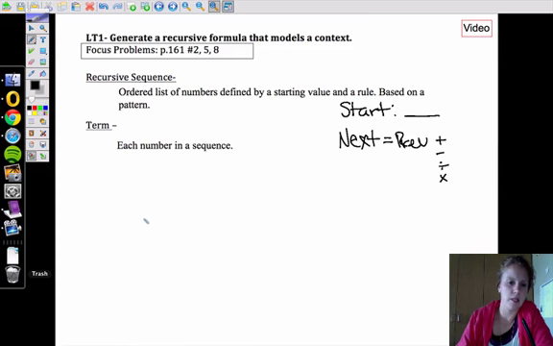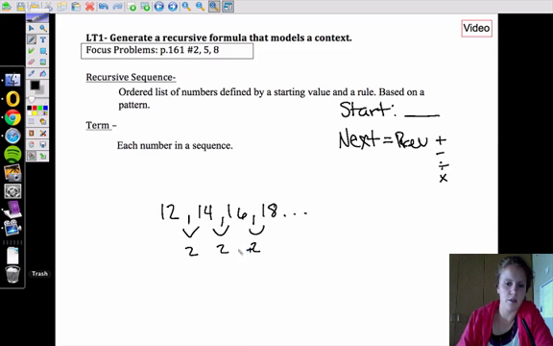Okay, so let's say we have the sequence 12, 14, 16, 18. Okay, and obviously here we're going up by 2's. So our rule would be to add 2 both times. But each of these numbers in the sequence is called a term. And what's interesting about these sequences is that this is called the 0th term. Okay, so that's the 0 term. This would be our first term. This would be our second term, third term, so on and so forth.